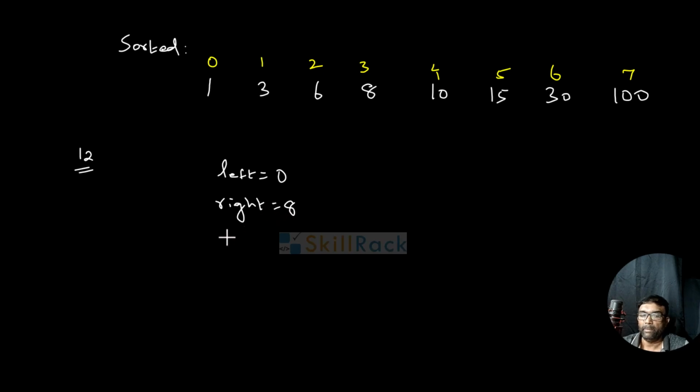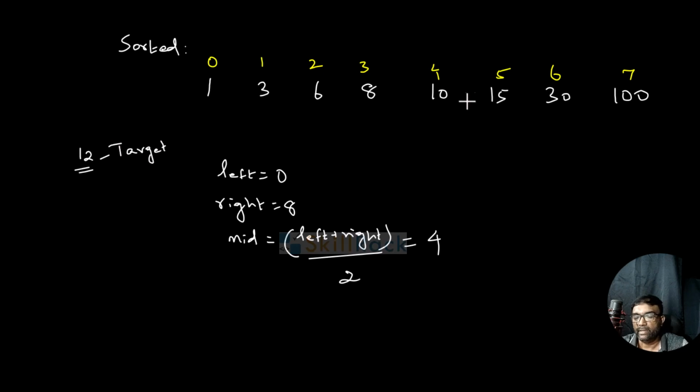Now we have to find the midpoint. The midpoint will be (left plus right) by 2. So 0 plus 8, 8 by 2, which is 4, index 4. Now let's say this is the target element, because this element must be inserted. You compare the value at index 4. What is it? 10. So you are comparing 12 and 10.